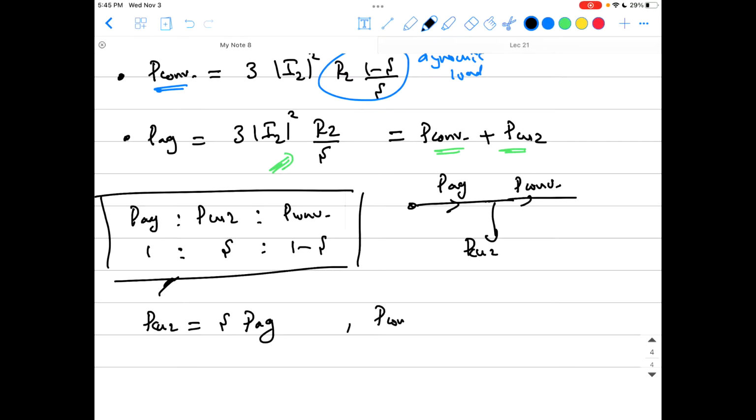And the converted power equals (1 minus S) times the air gap power. And the P copper 2 will equal S over (1 minus S) times the converted power. And keep doing that, okay? It's just a fractional relationship. Okay, guys?